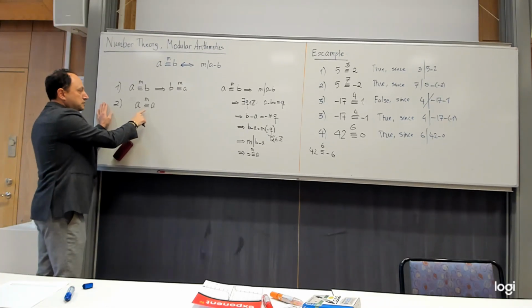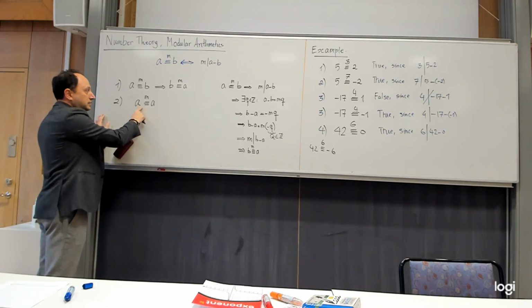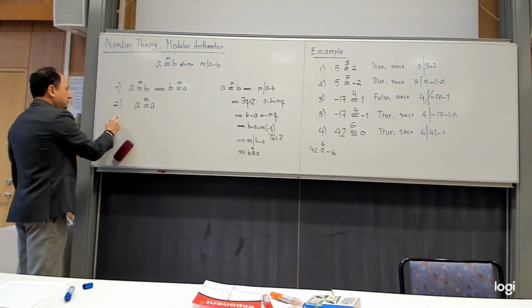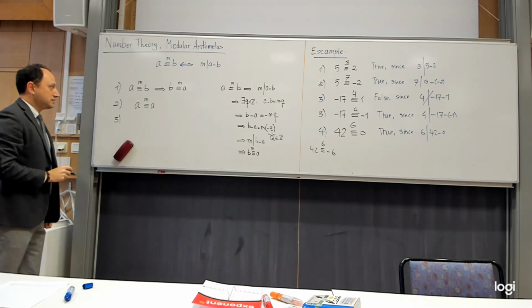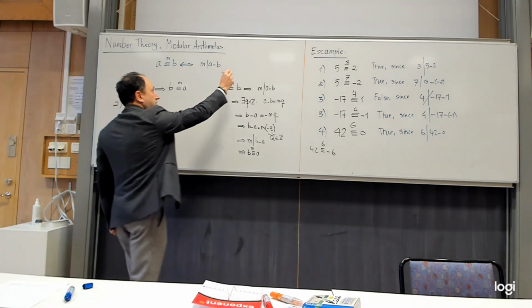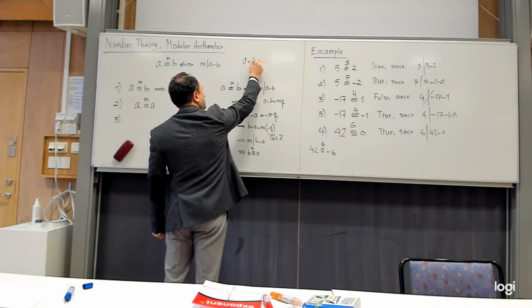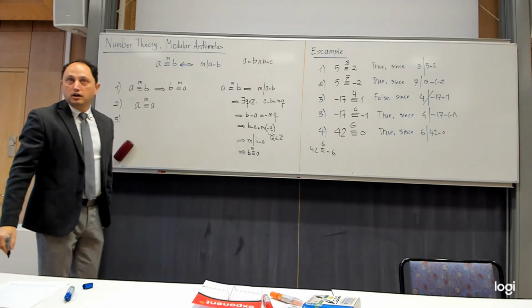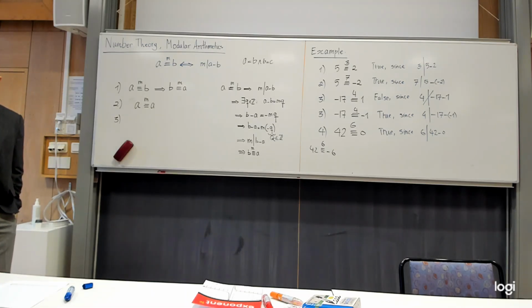Do you remember this property was called reflexive? So this is reflexive, this is symmetric, and the other property is transitivity, yes? What was transitivity? If number A is equal to number B and number B is equal to number C, what can I conclude? I can conclude that A is equal to C. Do you think the same thing happens here for congruency?